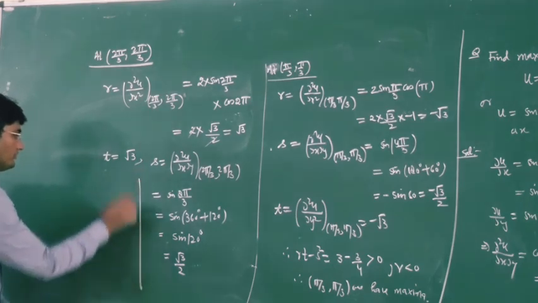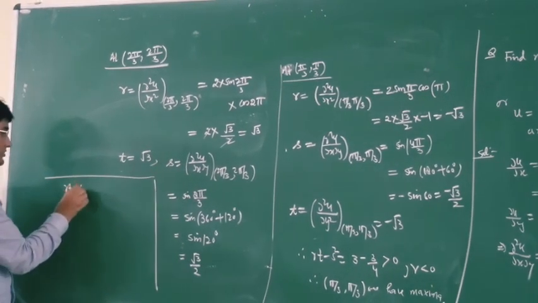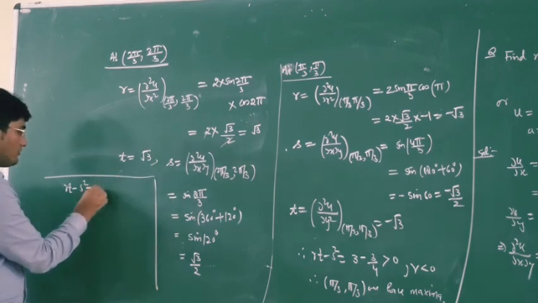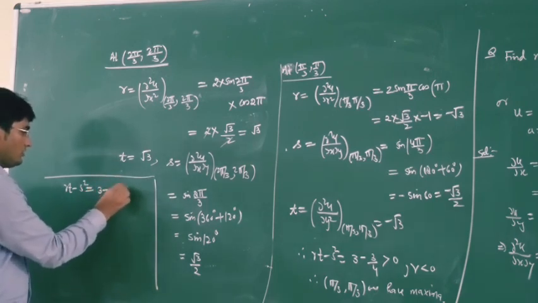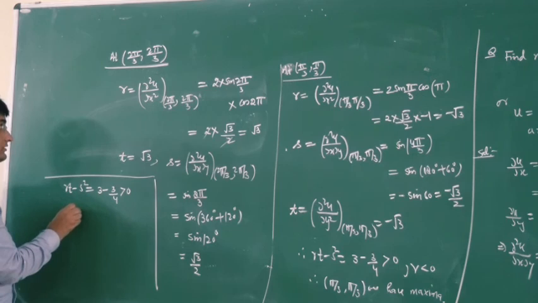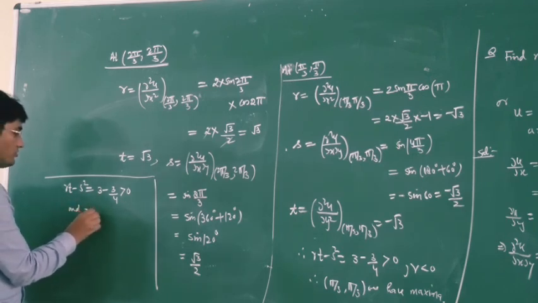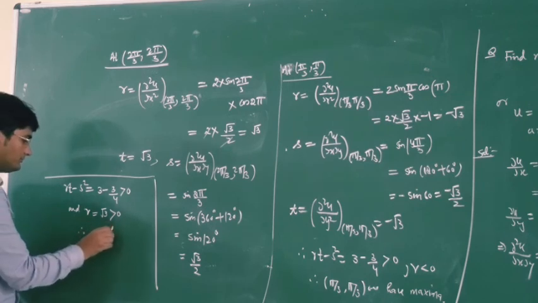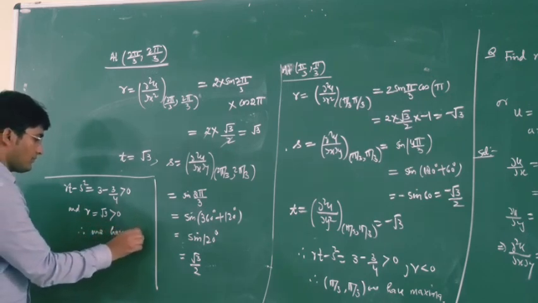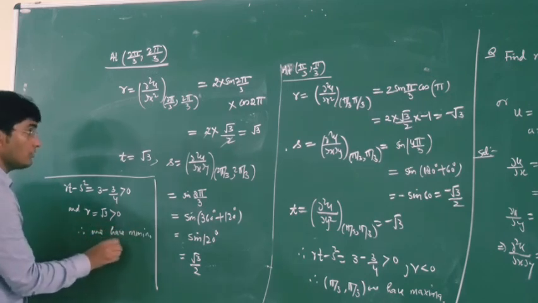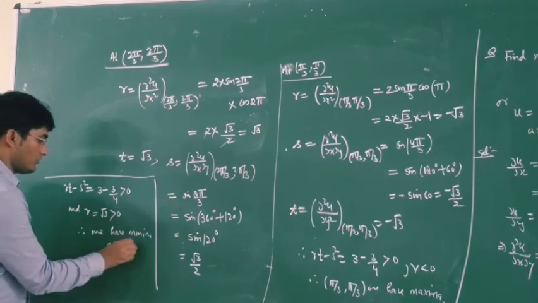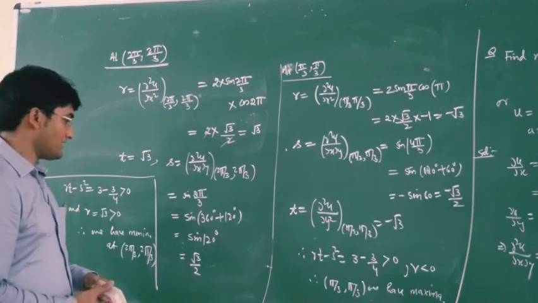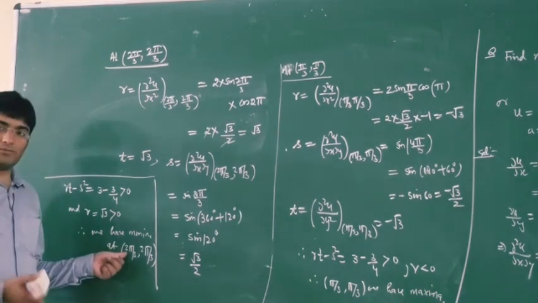So therefore rt minus s square is equal to r into t, so this will be 3 minus s square, again 3 by 4. So this is positive, and our r is root 3, which is again positive. So therefore we have minimum at 2 pi by 3, 2 pi by 3. So at pi by 3, pi by 3 we have maximum, and at this point we have minimum.